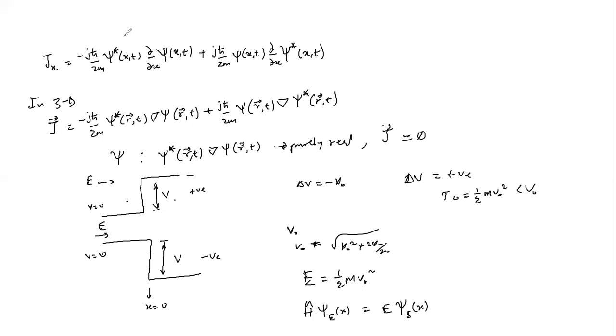Hence, in Schrödinger equation, we have that H hat is the same as always, negative h cross squared over 2m, d squared dx squared, plus V of x. So H psi of x is the same as E psi of x.